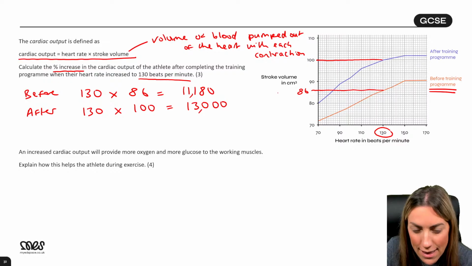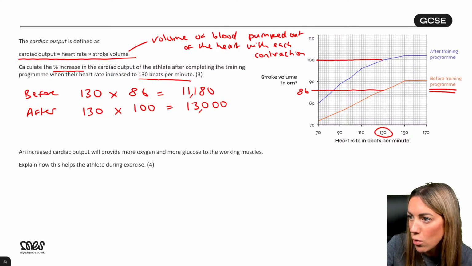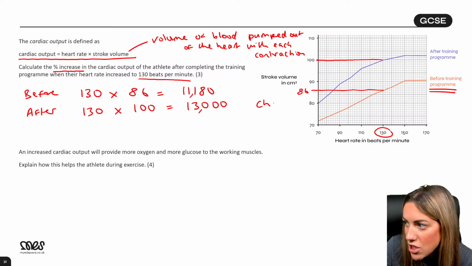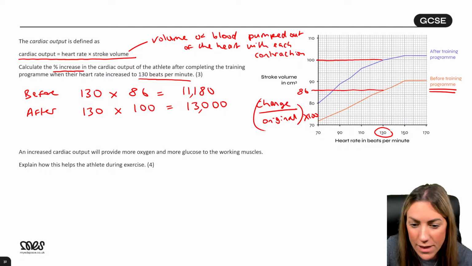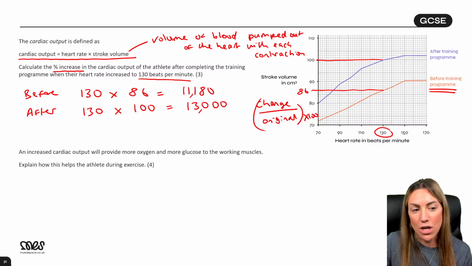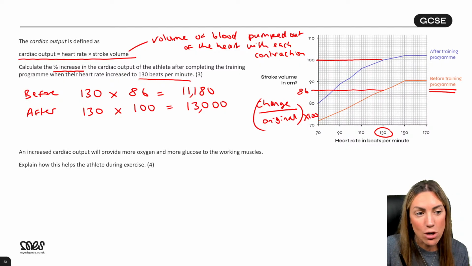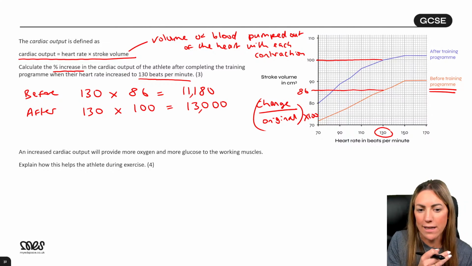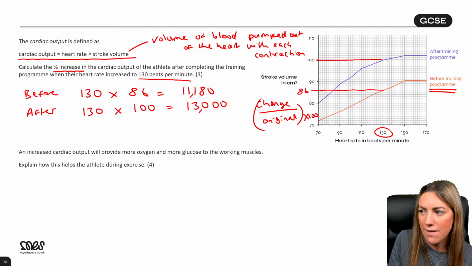Do we need to know max and average heart rate? Not for this question, no. This question told us to use 130 beats per minute, so I just needed to read off the stroke volume. Right, it's the change or the difference over the original times 100. And you use that same equation, whether it's percentage increase or percentage decrease: it's just the difference in the values over the original value, and then times 100.